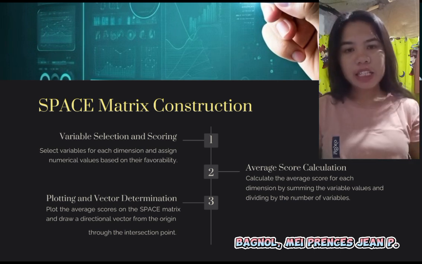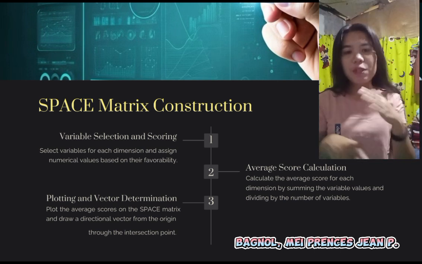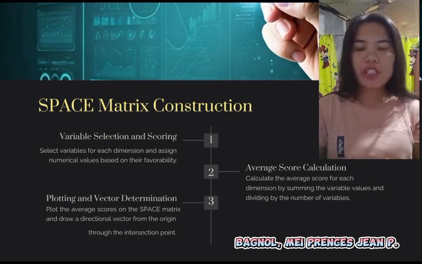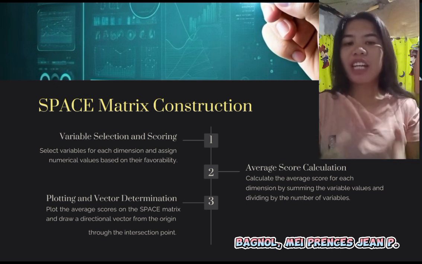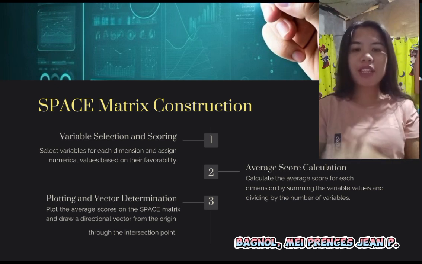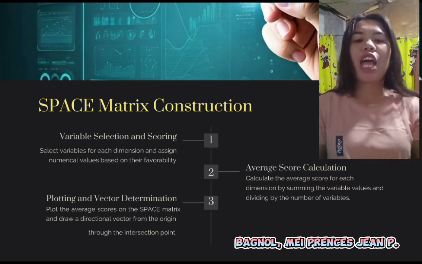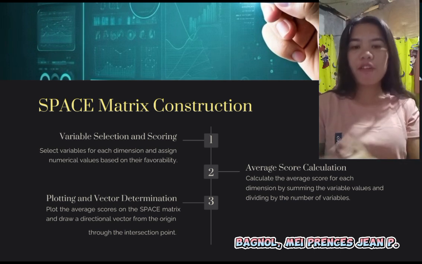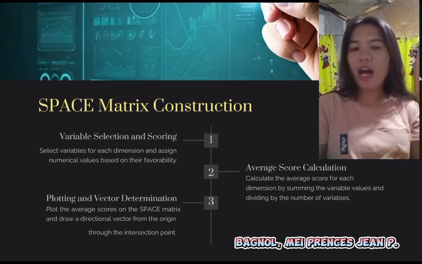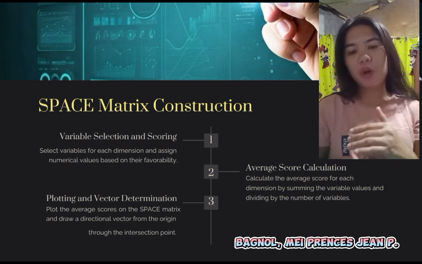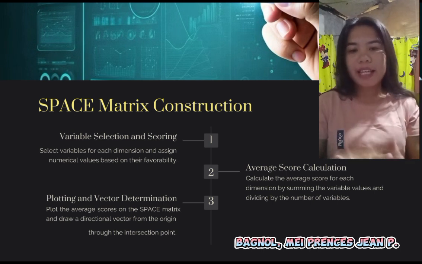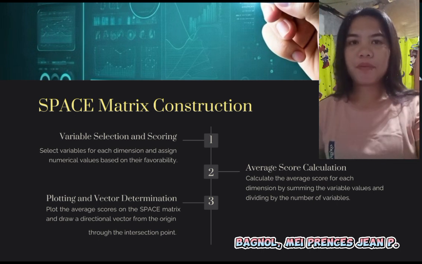For calculating average scores, add up the scores for each area, like operational strength or market growth, and divide by the number of variables to find the average. For example, if a hotel's strengths in customer service and financial health balance out, the average scores help guide their strategic plan.